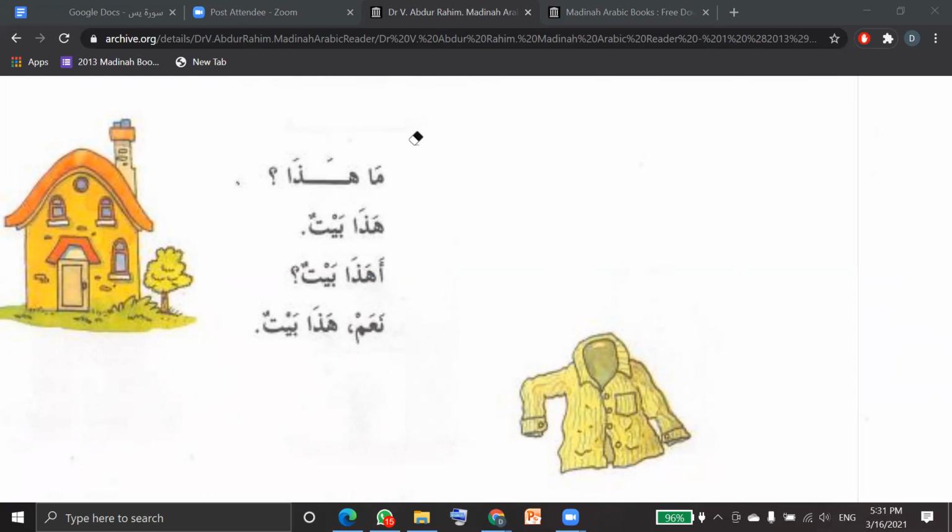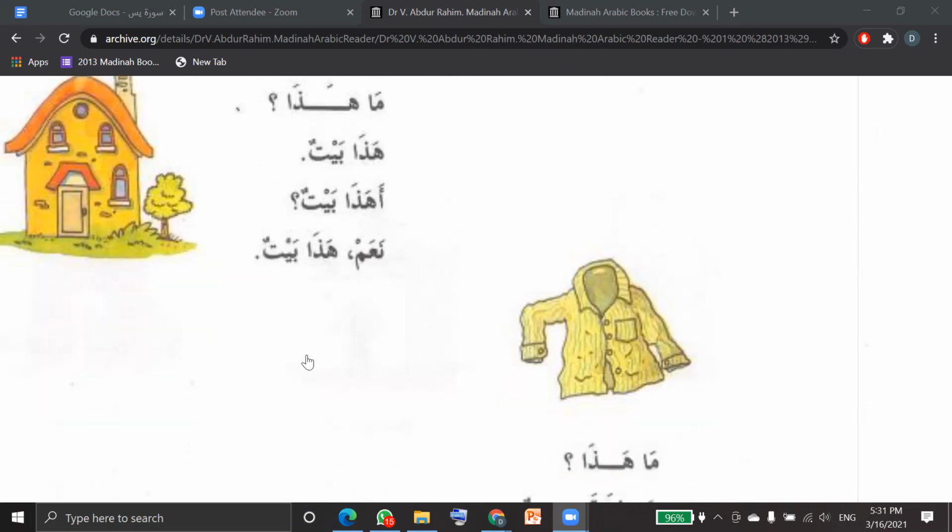Yes, this is a house. Excellent. So na'am means yes. I remember that from my other Arabic class, like mashallah, because they speak Arabic, so I know some words like alhamdulillah. So na'am, yes, this is a house. Ahada baitun, na'am, this is a house.